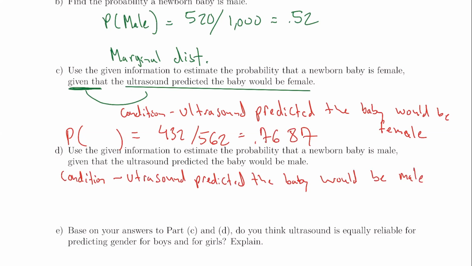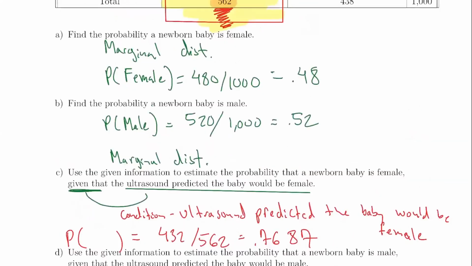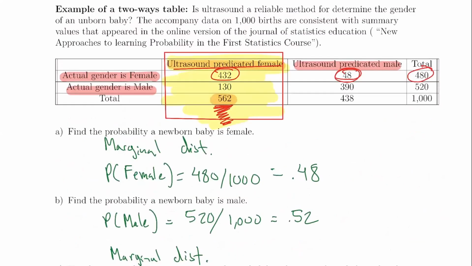All right, so that's the condition. The condition is ultrasound predicted the baby will be male. So since that's the condition, that means we're only going to focus on babies who the ultrasound predicted to be male. So here, let's do some blue.